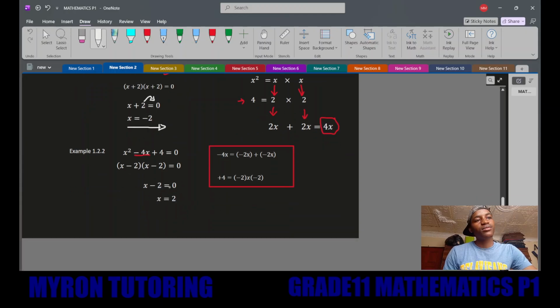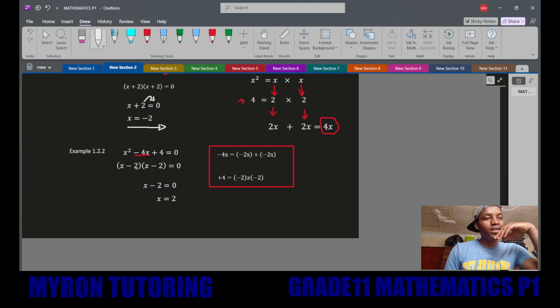Let's tackle a different problem of the same caliber. In this case, we have x squared minus 4x plus 4 is equal to 0. Instead of having a positive 4x, we have a negative 4x. And we have a positive number as our c. But we know that a negative times a negative is a positive.